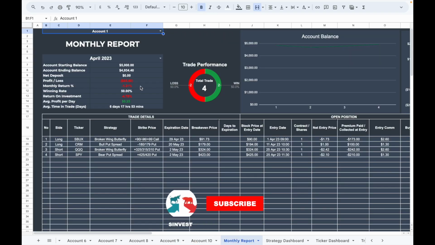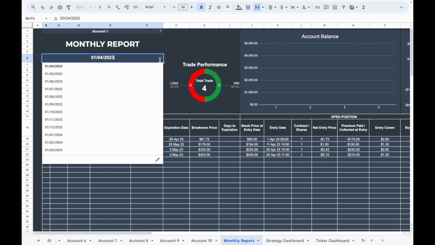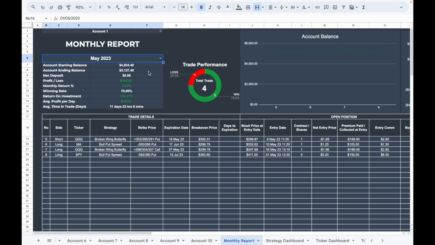In this trading journal, there is also a monthly report to keep track of your monthly trading performance and strategy. On the top left corner of the monthly report, select the account name from the drop-down list. Then select the month you want to view from the drop-down list. And it will list out all the trades taken in the selected month.